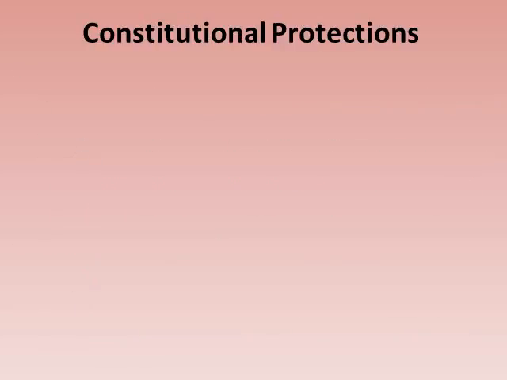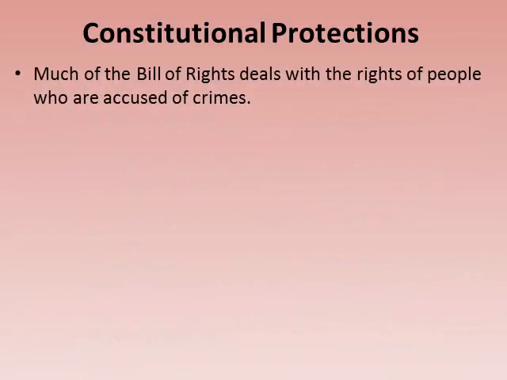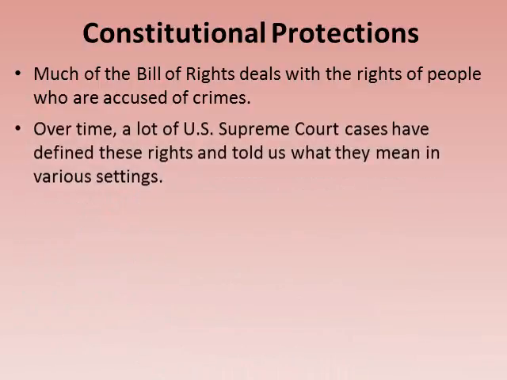We're going to turn now and look at the constitutional protections that we're given with respect to being charged with crimes and being accused, things such as that. Much of the Bill of Rights actually deals with this, deals with the rights of people who are accused of crimes, because that was seen as a real major issue. Back when they were writing the Constitution, the British had been kind of mean about this, taking away people's rights if they were accused of something. And so they wanted to make sure that people who were accused of crimes had their rights guaranteed.